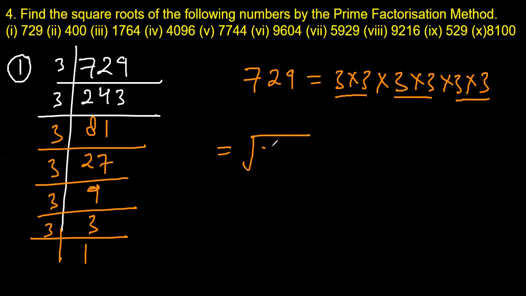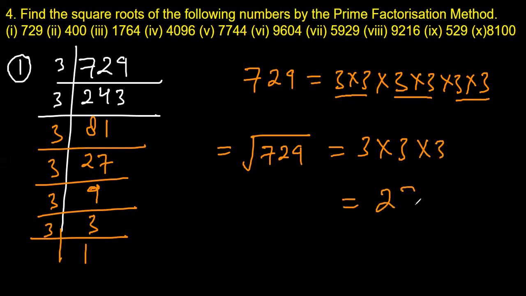Square root of 729 can then be written as: just take 1 out of every pair. So what is the square root of 729? 3 into 3 into 3. 3 threes are 9, 3 nines are 27, and you are done.